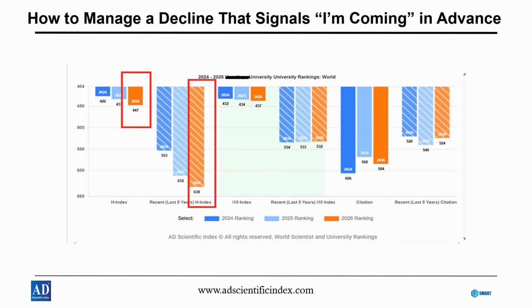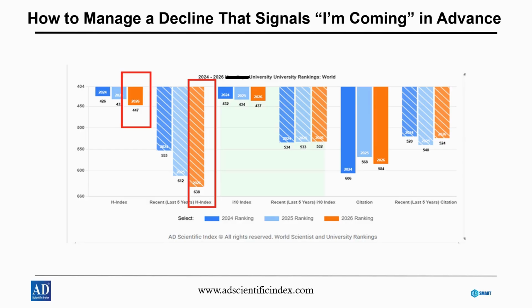A decline doesn't always arrive suddenly. Sometimes it announces itself years in advance. The data is clearly signaling the institution's recent H-index performance is weakening, and if nothing changes, a significant drop in global ranking is on the way. The question becomes, how do you detect this early, and how do you stop it before it turns into a crisis?